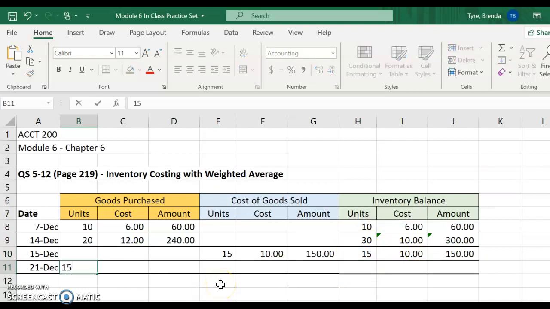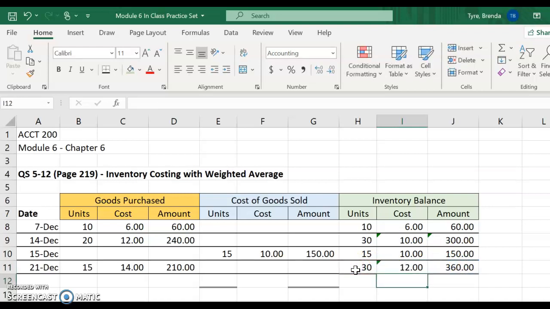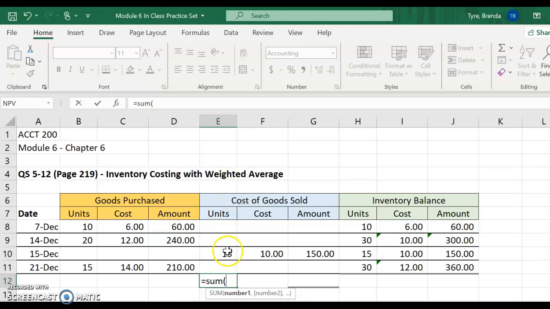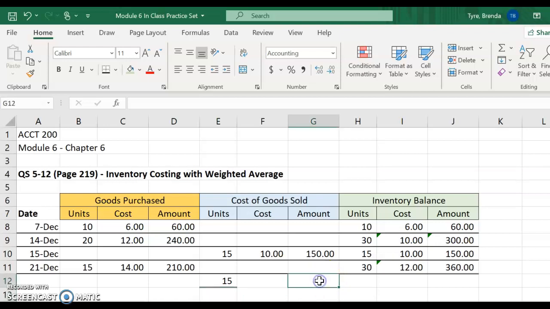On the 21st, we purchased 15 units at 14, and that is going to be $210. So now I'm going to recalculate because I do have a purchase. 15 plus 15, I have 30 units on hand with an invested cost of $150 plus 210 or $360. My cost per unit is the $360 divided by 30 units equals $12. My total cost of goods sold is a sum of everything sold, which we only had one, but we'll go ahead and do it this way.